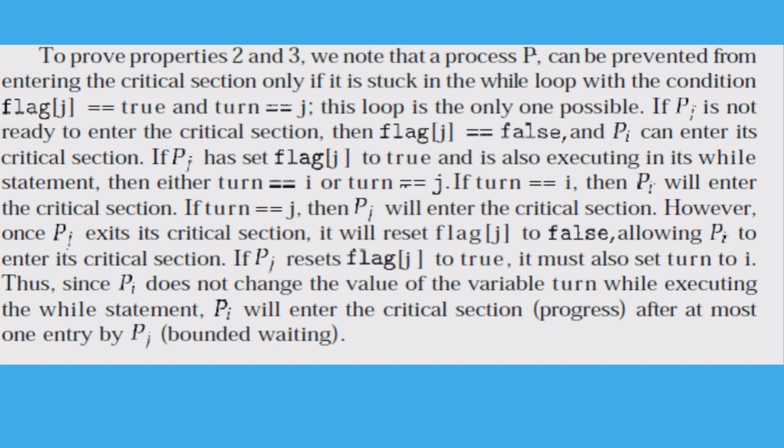If turn equals i, then Pi will enter the critical section. If turn equals j, then Pj will enter the critical section. However, once Pj exits its critical section, it will reset flag[j] to false, allowing Pi to enter its critical section. If Pj resets flag[j] to true, it must also set turn to i. Thus, since Pi does not change the value of the variable turn while executing the while statement, Pi will enter the critical section after at most one entry by Pj.